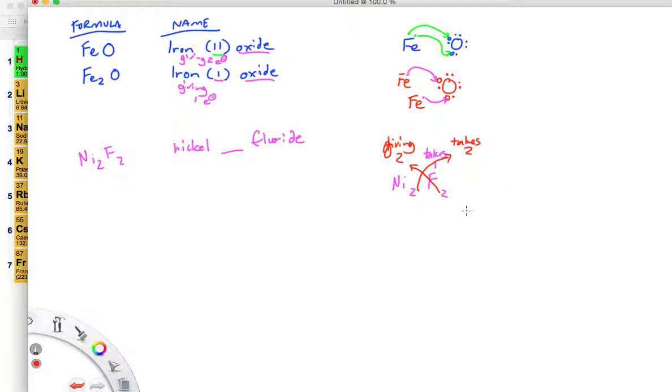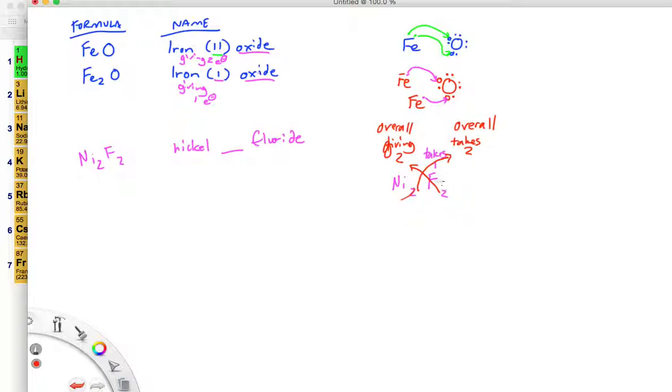Okay. So nickel is giving two and fluorine is taking two. There are two of these nickel atoms here and there are two of these fluorine atoms here. Overall, all the fluorines are taking two, and overall, all the nickels are giving two. Okay? So think about that. Overall, these nickels are giving two, and overall, these fluorines are taking two.